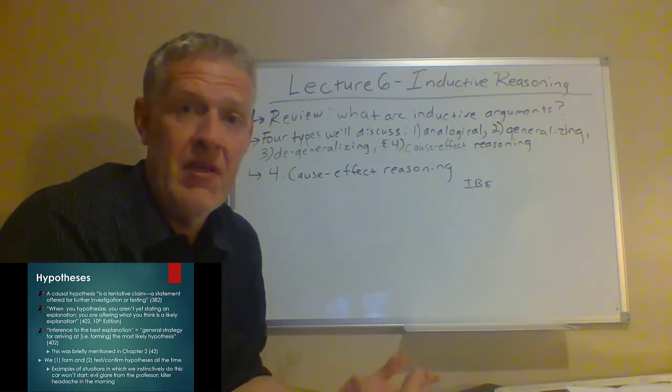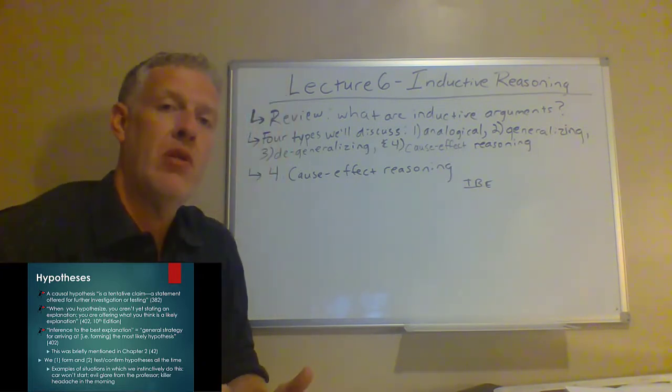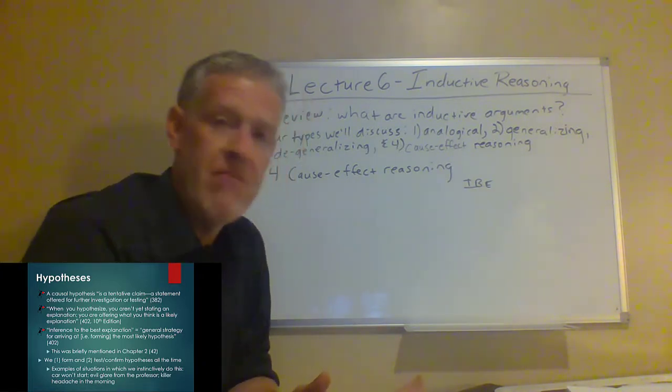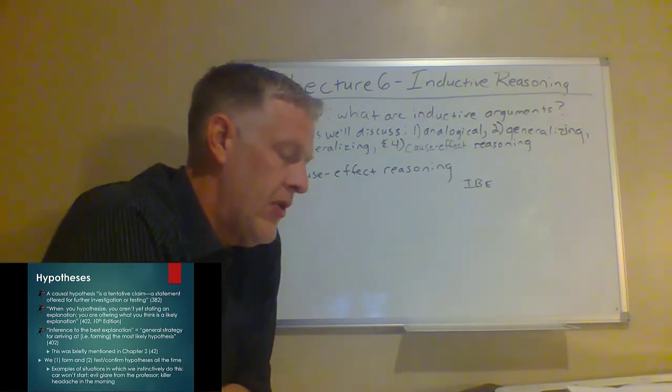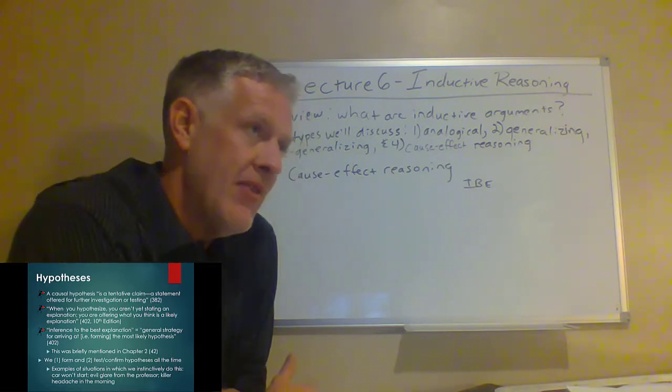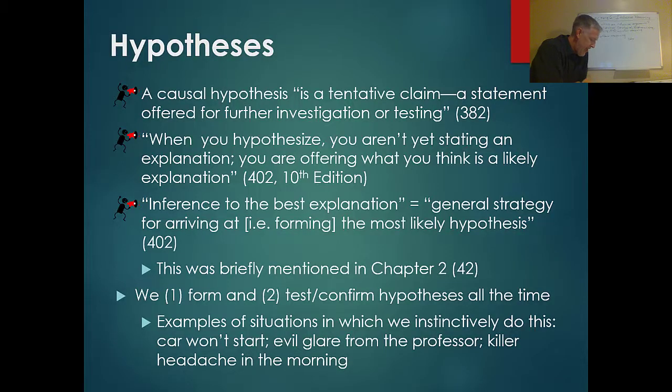We need to figure out whether our conjecture or our hypothesis is really the case, because we need to fix things in the case of a toilet that seems to be leaking. So how then can we go about confirming or rejecting the hypothesis? We'll talk about the different ways we do that. But this sort of thing happens in an everyday sense all the time. I'll give you some examples then.